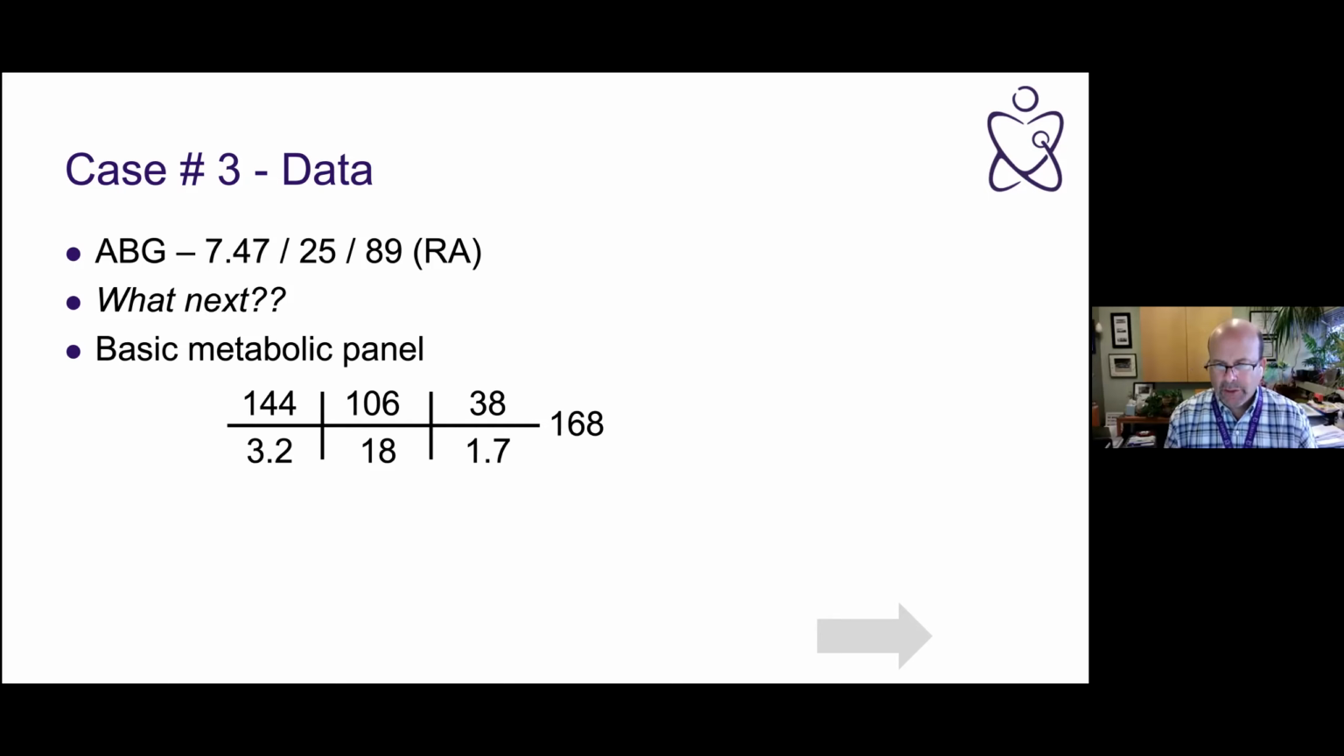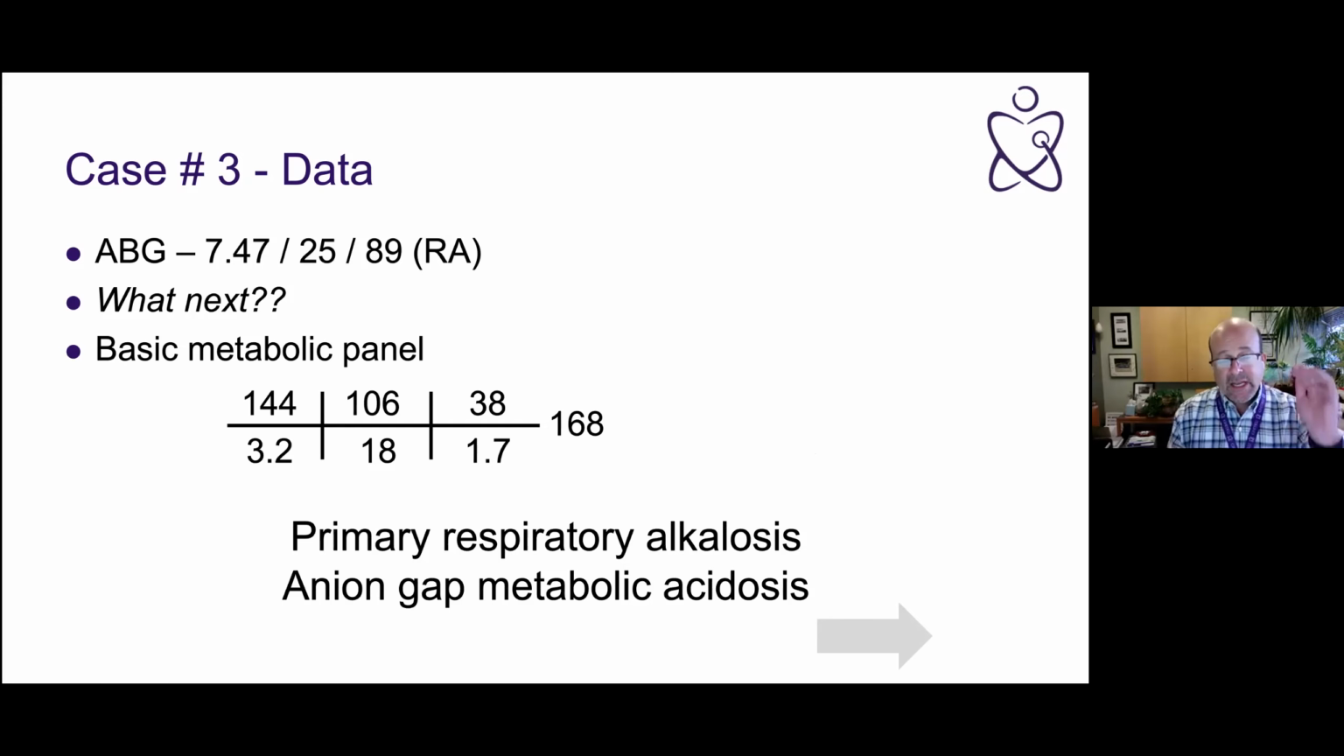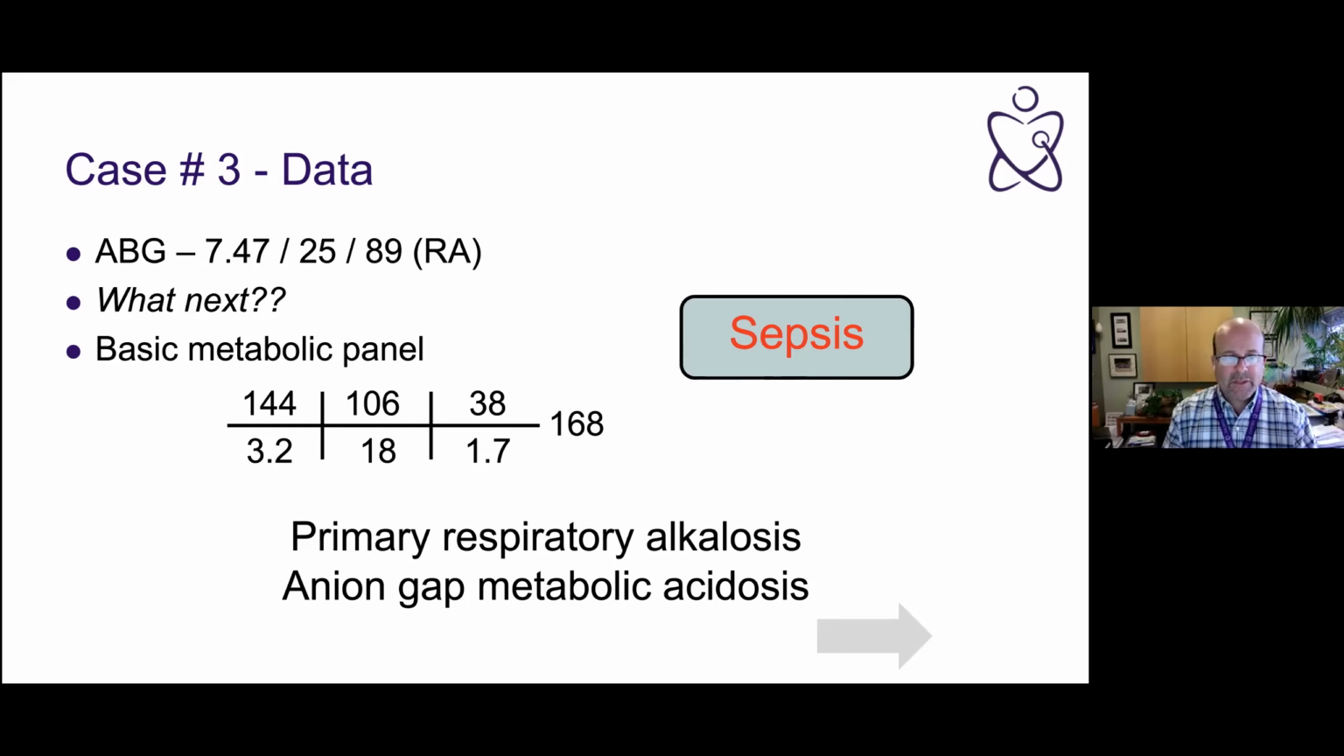Low K, good. Yes, gap. Anion gap metabolic acidosis. He's got a gap of 144 minus 106 minus 18, so his anion gap is 20. So even though his pH is high, he has an anion gap. And he has a primary respiratory alkalosis and an anion gap metabolic acidosis. And that is a classic scenario for sepsis.